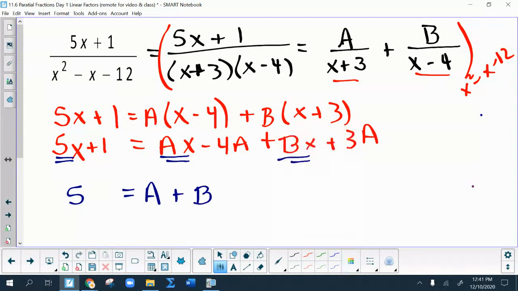And then I also have this constant over here. So I have this 1 on the left-hand side. And then I have these two things here, the negative 4a.